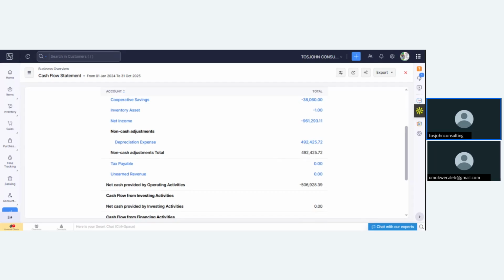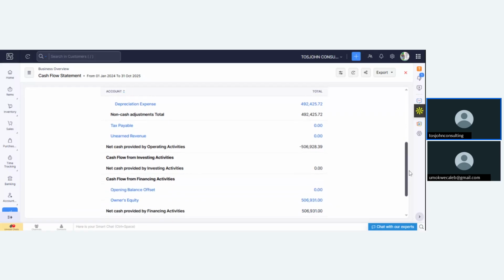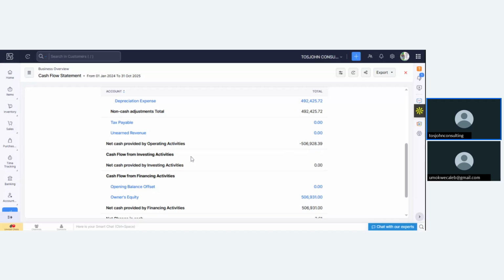So at the end of the day, you have your total. You have your tax payable if there's anything like that. Then on earned income, if you have anything like that, it will show here. So at the end of the day, you have your net cash provided by operating activity. You have the net from the inflow and outflow. So you have the net from here.